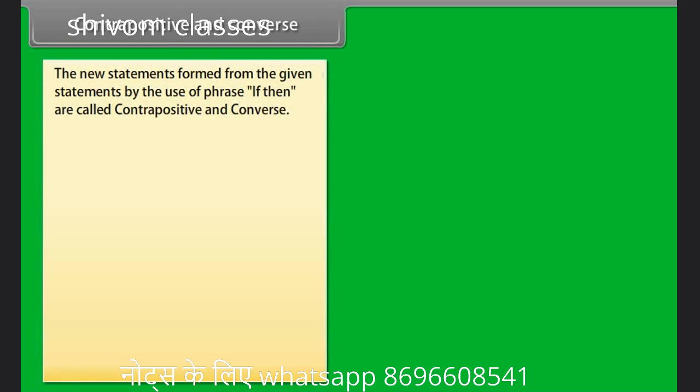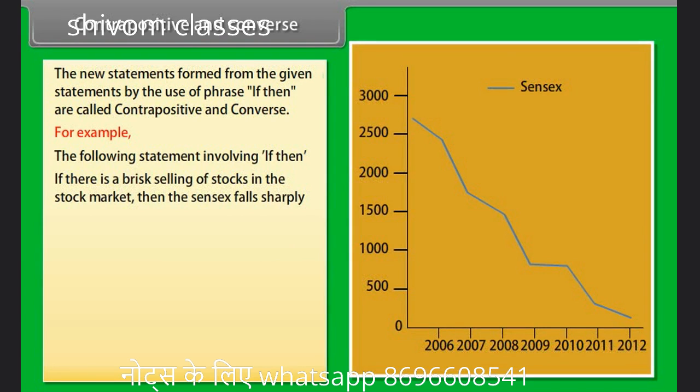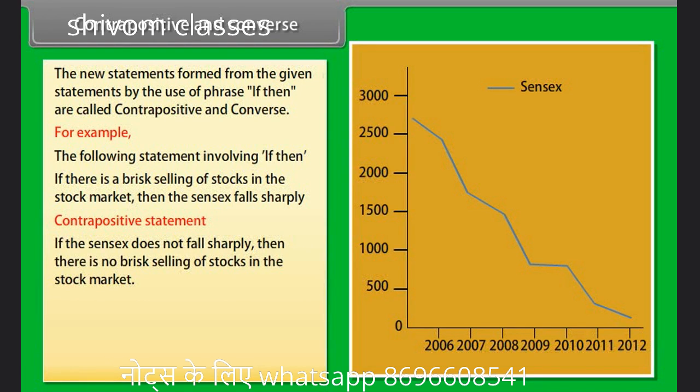Contrapositive and converse. The new statements formed from the given statements by the use of the phrase if-then are called contrapositive and converse. For example, consider the statement: if there is a brisk selling of stocks in the stock market, then the Sensex falls sharply. The contrapositive of the statement is: if the Sensex does not fall sharply, then there is no brisk selling of stocks in the stock market. Both the statements convey the same meaning.